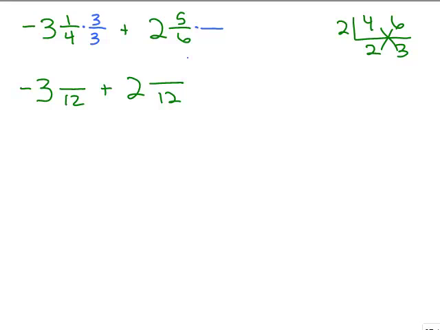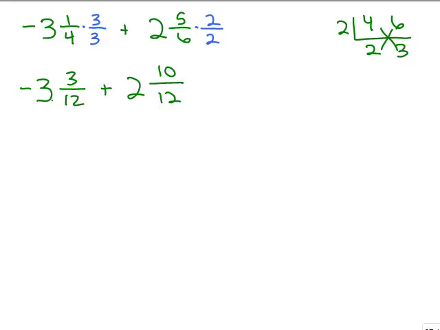And for 5/6, I need to multiply the denominator by 2, so the numerator by 2. So instead of thinking of it as negative 3 1/4, it's negative 3 3/12, and this is going to be 2 10/12. Now notice I'm just multiplying the fraction by that, not the 2. It's a little strange the way it looks, but hopefully you understand what I was doing.